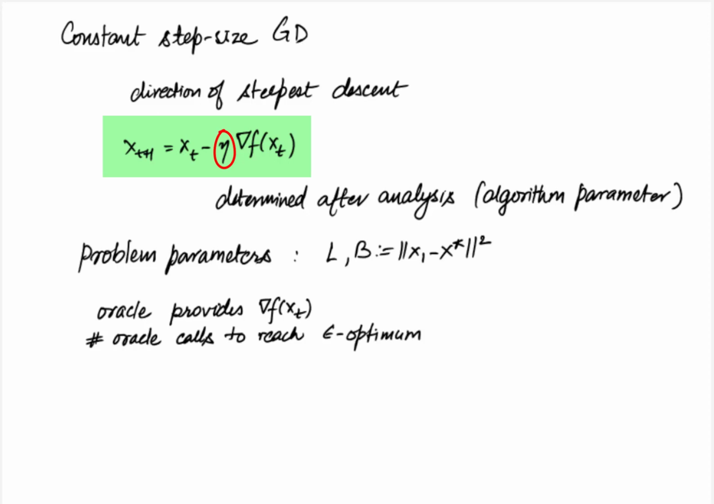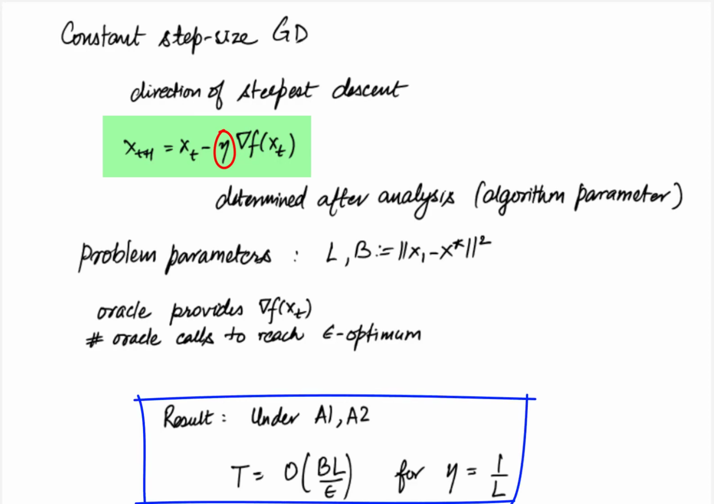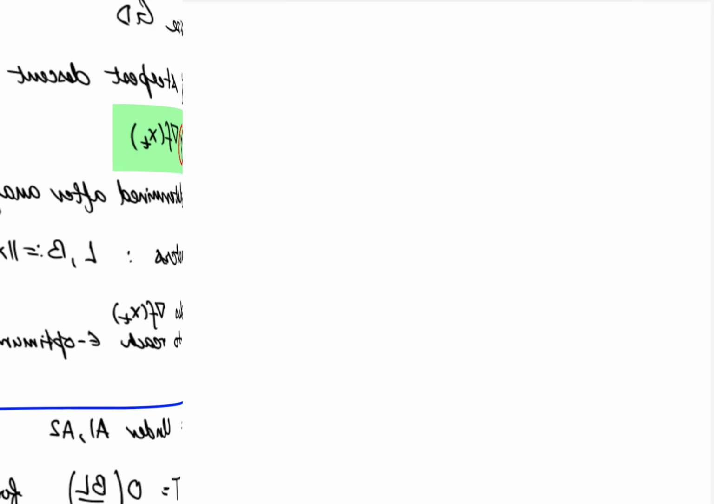So the result is as follows. Under assumptions A1 and A2, which say that f is smooth and convex, the oracle complexity of the gradient descent is order of B L by epsilon, where the step size is set to eta equal to 1 over L. Notice that the oracle complexity is specified in terms of problem parameters L and B. Further, we have specified for what choice of step size this performance is obtained. A very different choice of step size will not result in the same performance.